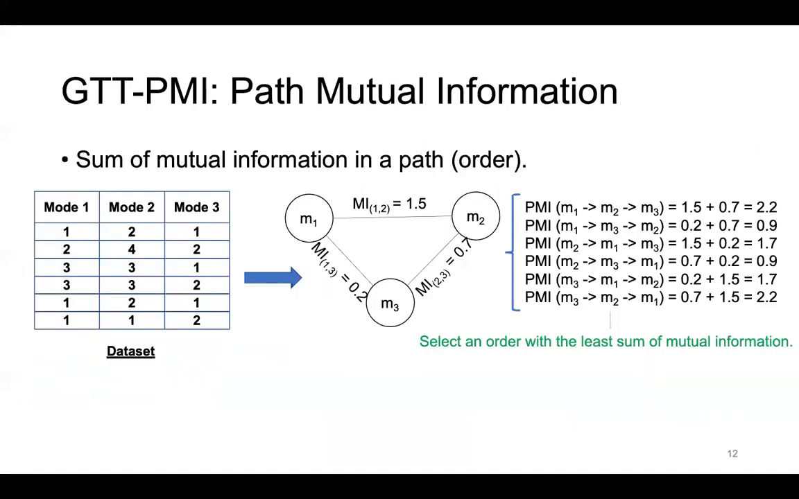And the last one is the PMI. So again, we can compute the mutual information within each mode. And then we can enumerate all the possible sequences. And each sequence could represent a path. And we calculate the sum of the mutual information in this path. And finally, we'll pick an order with the least sum of the mutual information.